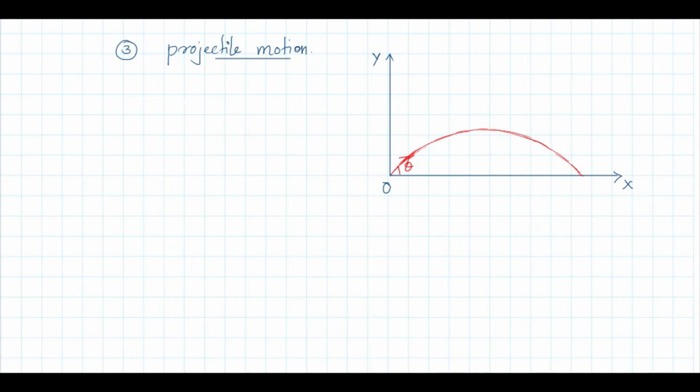For using Lagrangian formulation, you need the kinetic energies and potential energies. So you have to mark the position coordinates of the particle at any instant of time. Let it be x and y. This horizontal distance from origin, let it be x. Vertical height from origin, let it be y.